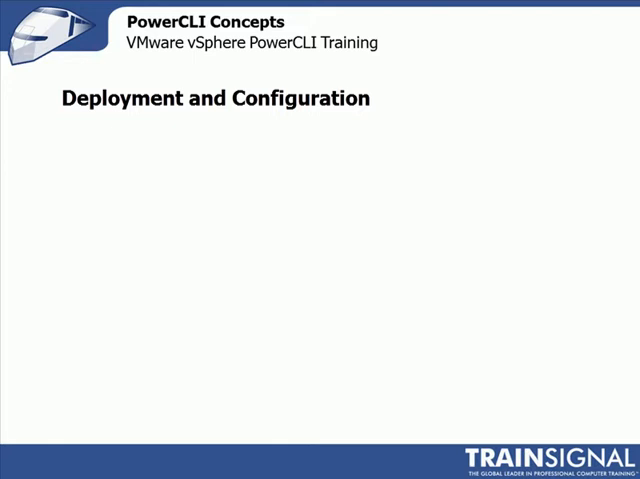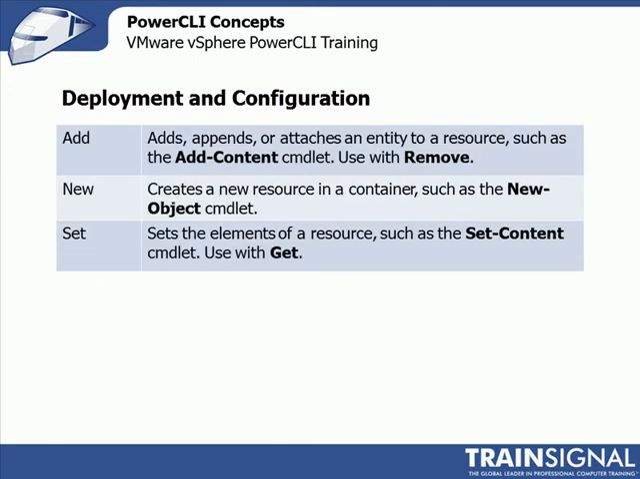Under the badge of deployment and configuration, here are 3 different verbs which are related to this area. We have add, which allows you to add, append, or attach an entity to a resource, such as the add content commandlet. Now this definition is coming straight from Microsoft. This is not something that VMware came up with. This is a standardized set of definitions that PowerShell itself is great at applying consistently across all these different commandlets from different vendors. So the opposite of add obviously is going to be remove.